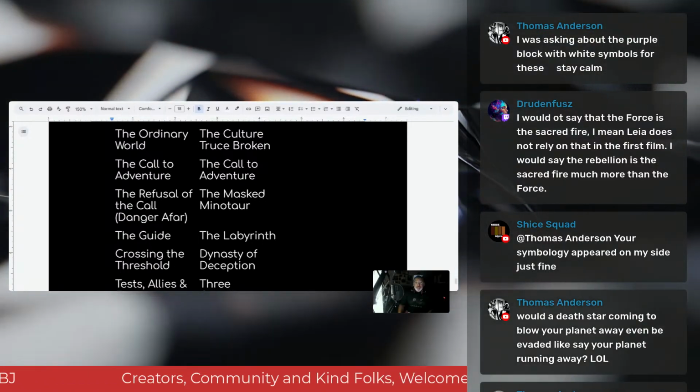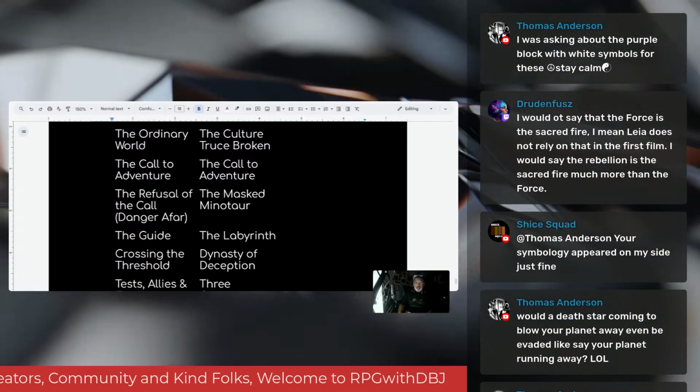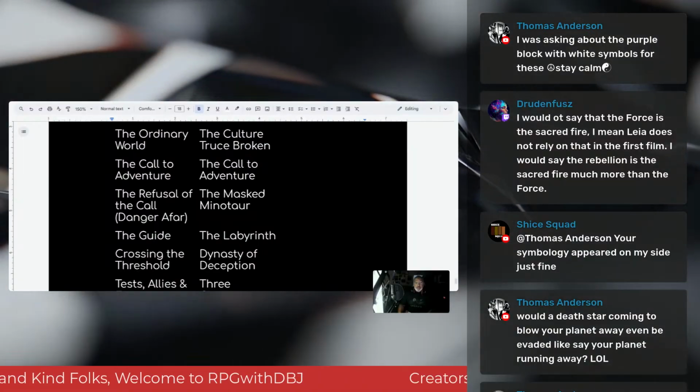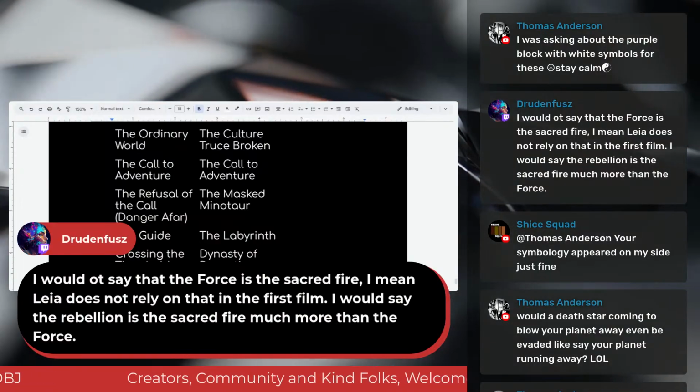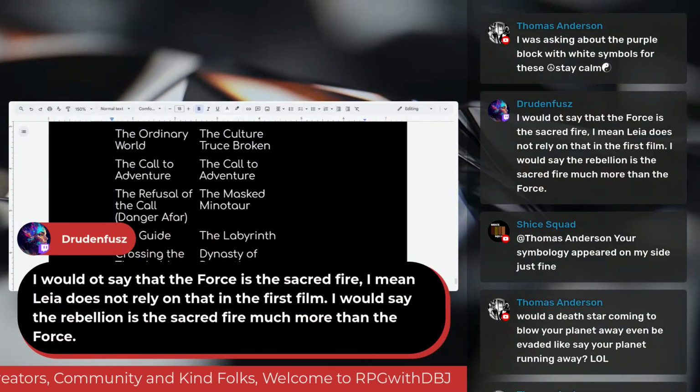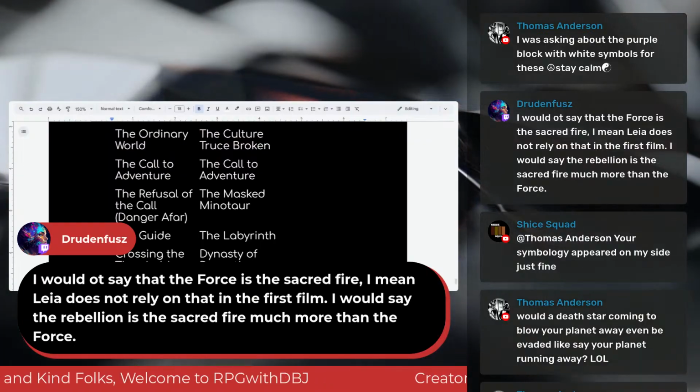Drew says, "I would say that the Force is the sacred fire." I mean, Leia does not rely on that in the first film. I would say that the rebellion is the sacred fire much more than the Force. And mind you, the sacred fire can be different for each character. And again, it doesn't have to be a superpower.